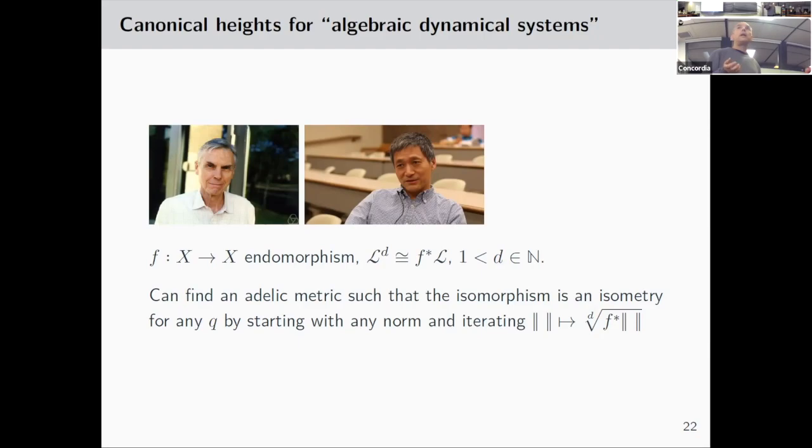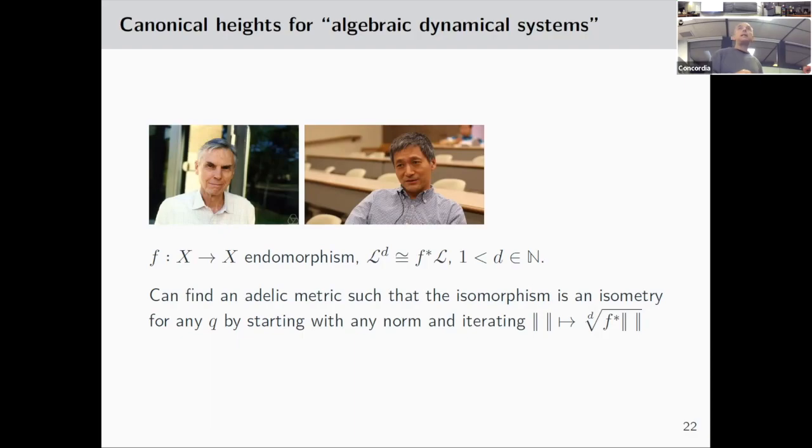And then the same idea, the Tate idea, but also this Zhang idea, are applied to more general dynamical systems. So there's a whole theory now of arithmetic dynamics where things of that sort are being used. So you take an endomorphism of your varieties. It's an algebraic function from X to X.